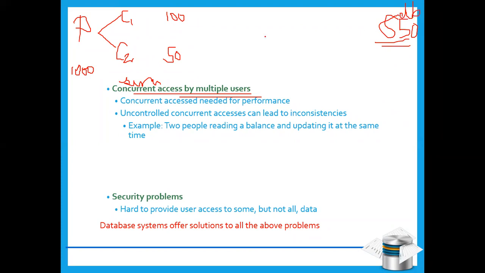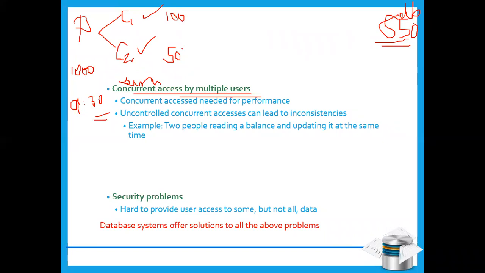Now this 850 is possible only if it is a DBMS. A DBMS will support all these kinds of concurrent access by multiple users. I have two users at the same time, let's say at 9:30 a.m., at the same second they are withdrawing.